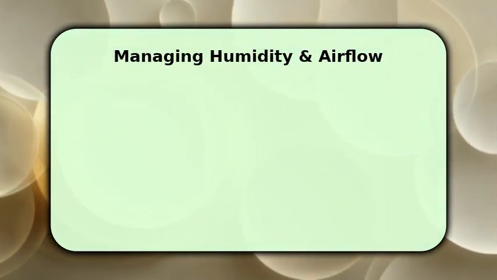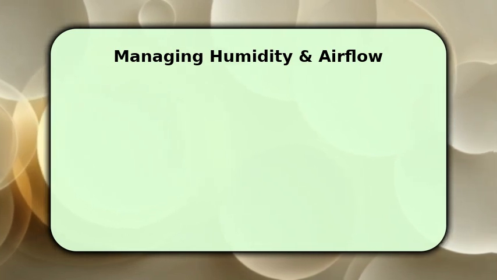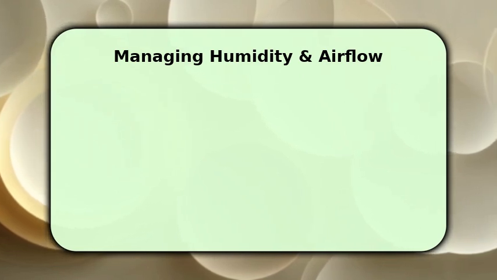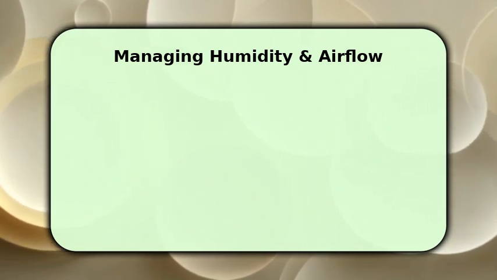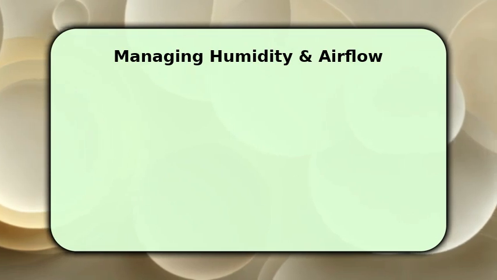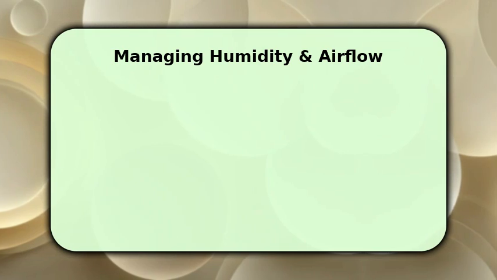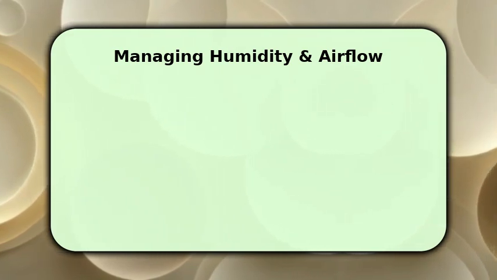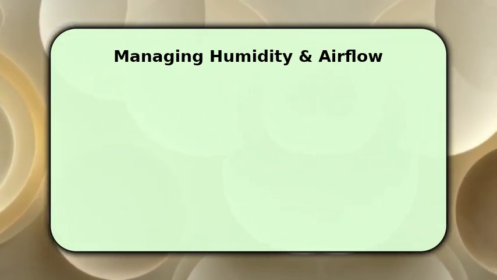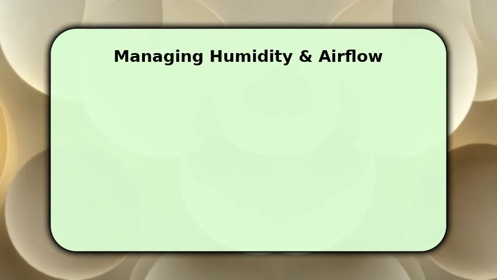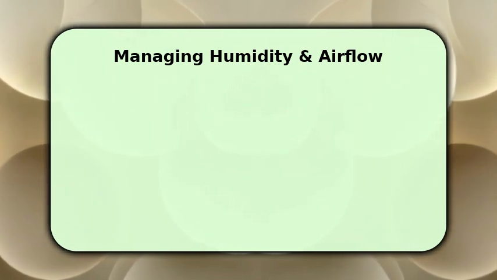Humidity plays a critical role in egg development. For the majority of the incubation period, aim for a relative humidity between 50% and 60%. In the final 3 days before hatching, increase this to 65% or even 70% to soften the shell and aid the chick's emergence. Good ventilation is also crucial, providing fresh air and removing carbon dioxide, which supports robust embryo growth.